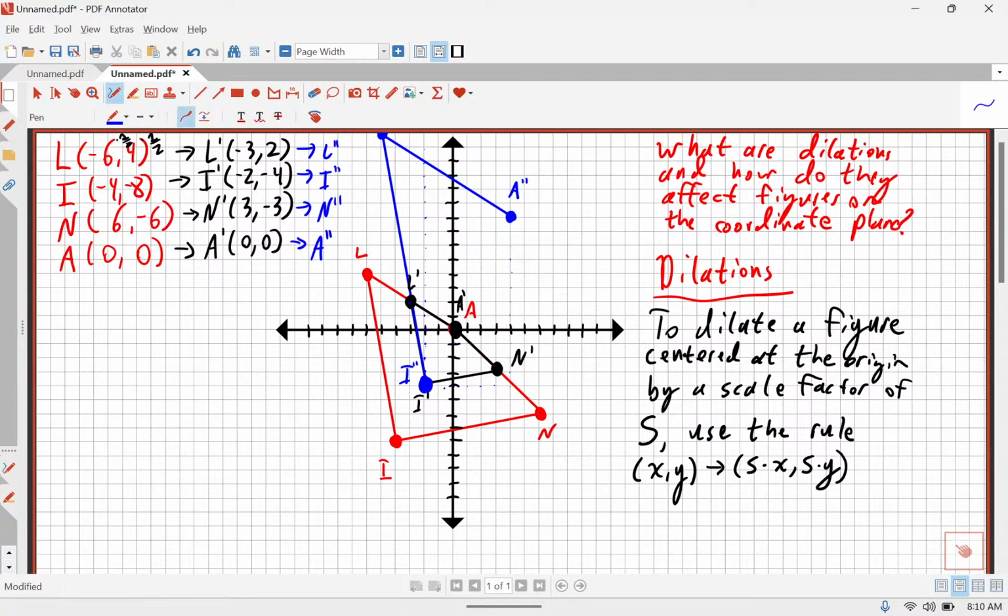Then from n to n prime, it goes 1, 2, 3, 4, 5, and then up 1, right? 1, 2, 3, 4, 5, and up 1. So it should go right 15, up 3. 1, 2, 3, 4, 5, 6, 7, 8, 9, 12, 13, 14, 15. Kind of run out of space. I apologize. 1, 2, 3. Needed to have you guys make this bigger.